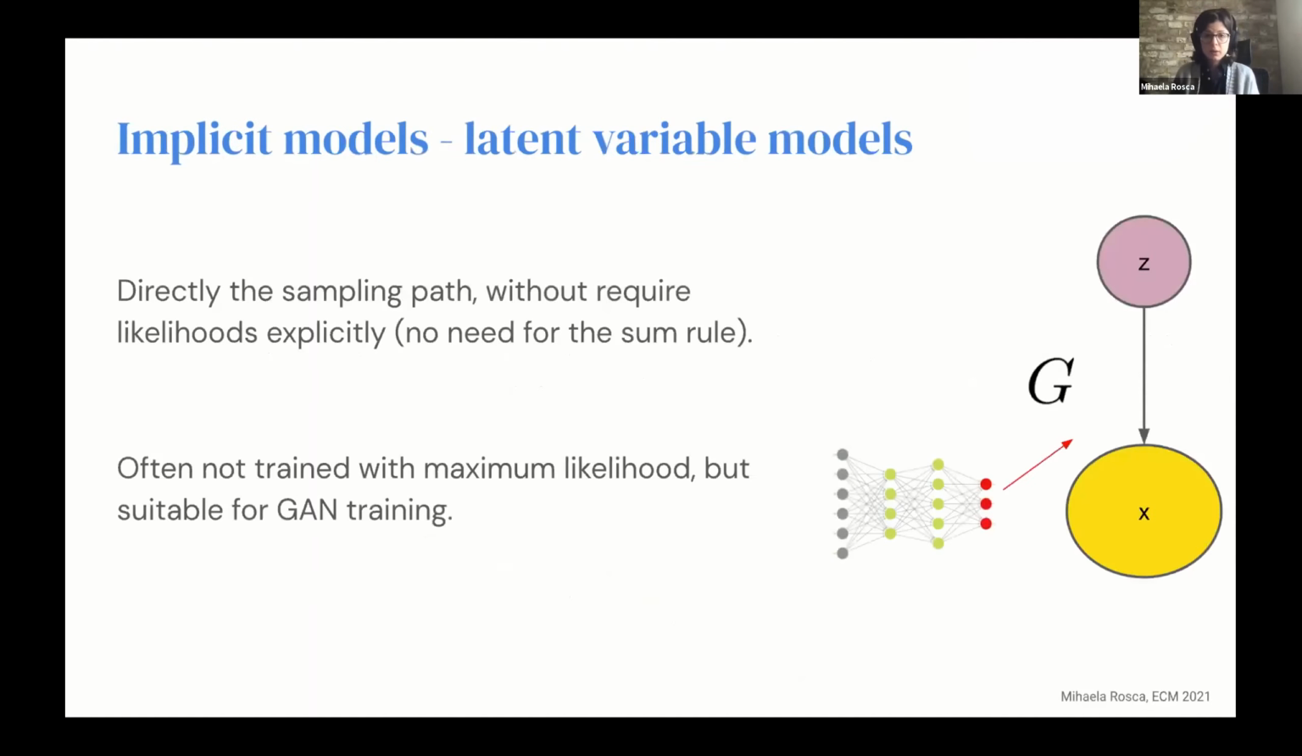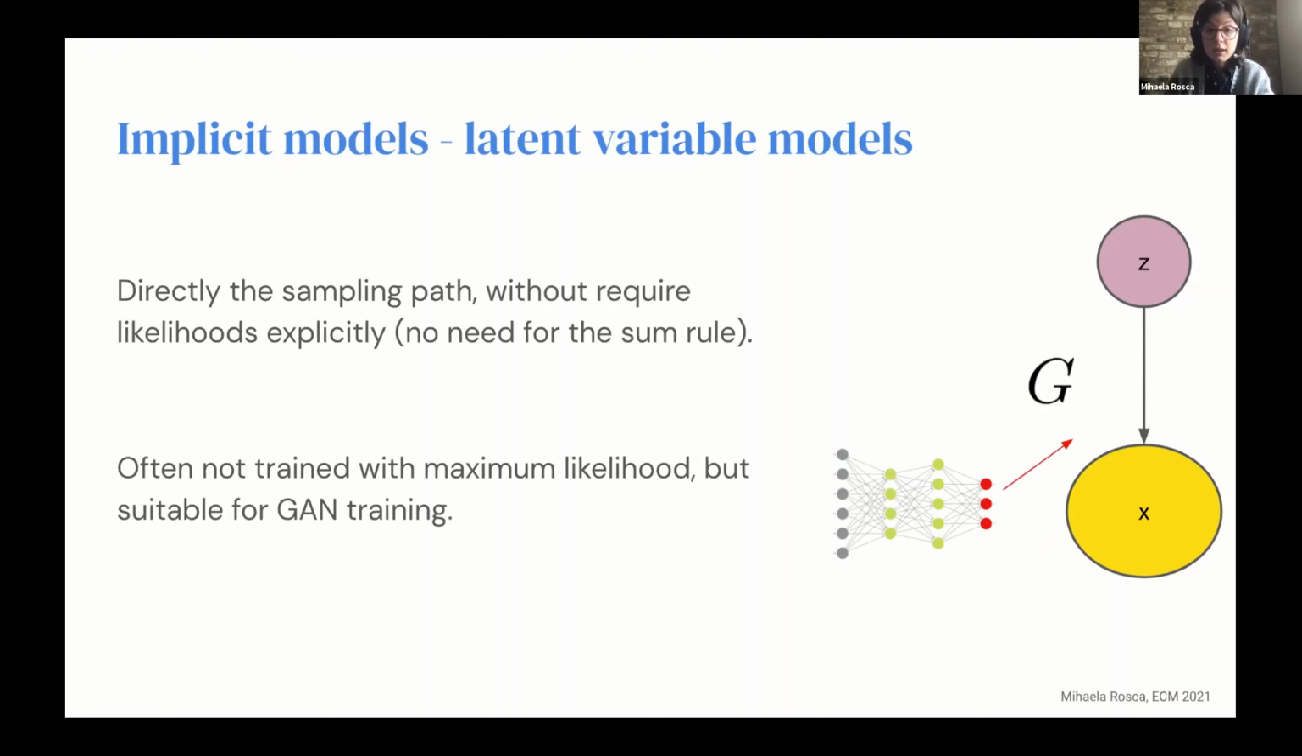And of course, another approach to get around this intractability is to say, well, actually, I don't really want to have access to the explicit likelihood. I just want to be able to sample from this model. In that way, I'm just going to model the sampling path. So I'm going to have a latent variable, produce a sample from its distribution, let's say from the Gaussian, which is very easy to do. That's going to be the input to my neural network, and I pass that through the neural network, and that gives me a sample from my model.